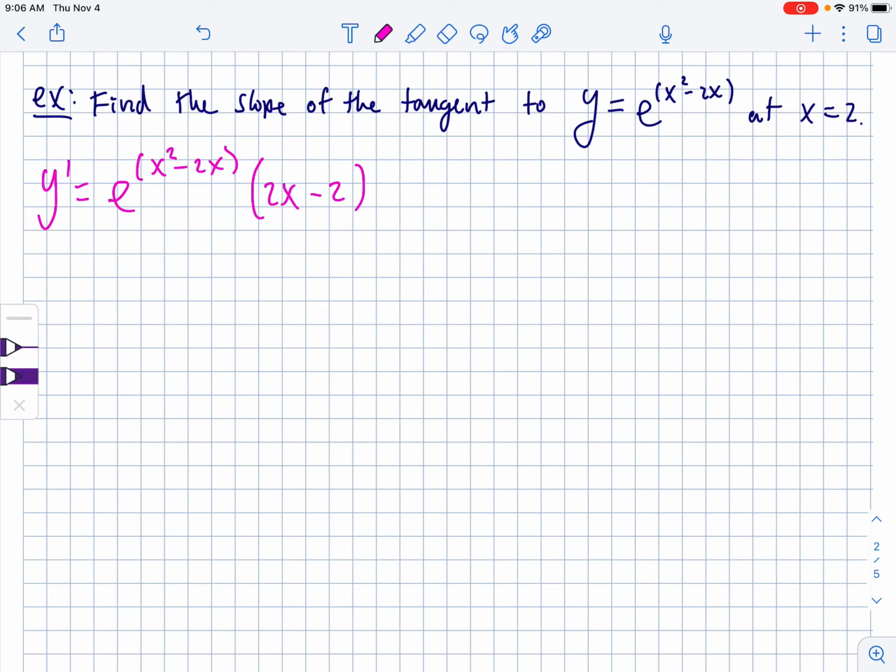Well, you can't really clean it up with algebra, but now we really just have to plug in x equals 2 to figure out the slope. So this is e to the 2 squared minus 2 times 2, all times 2 times 2 minus 2. So many 2's. That's e to the 4 minus 4, so this is e to the 0, and then 4 minus 2 is times 2. e to the 0 is just 1, so this whole thing is 2.